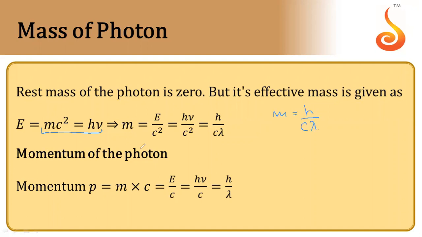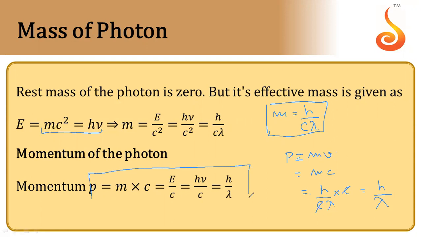Next is finding the momentum of photon. Okay, we know photon momentum will be mass into velocity. That is the formula of momentum. So speed of the photon is speed of light, and from here mass is h by c lambda. So you will get the momentum formula as h by lambda. So you have to remember this formula. Momentum is E by c, you have to remember, and momentum is h by lambda, you have to remember. Okay, and mass is h by c lambda. These formulas we have to remember.